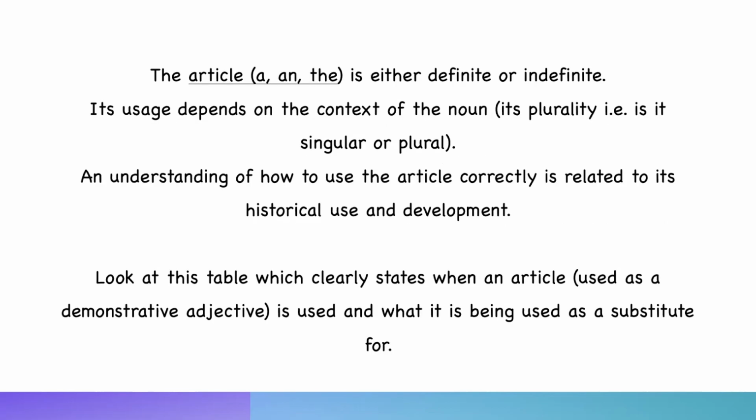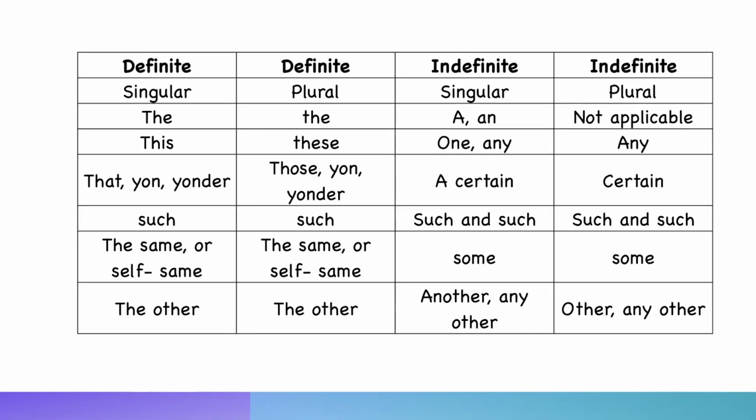The article a, an, the is either definite or indefinite. Its usage depends on the context of the noun, its plurality, that is, is it singular or plural? An understanding of how to use the article correctly is related to its historical use and development. Have a look at this table below, which clearly states when an article used as a demonstrative adjective is used and what is being used as a substitute for.